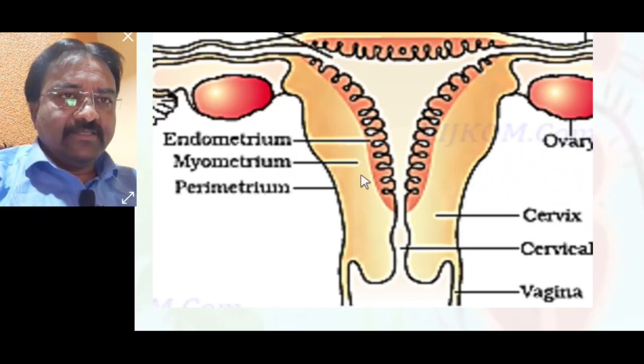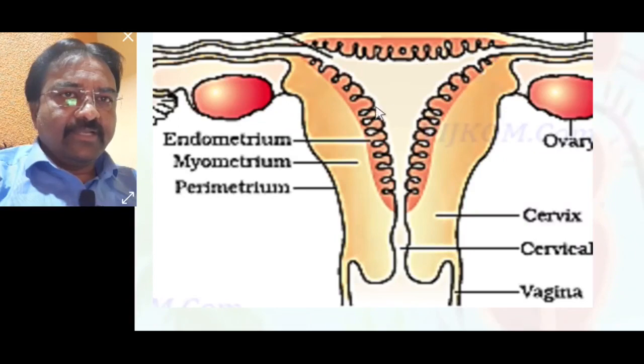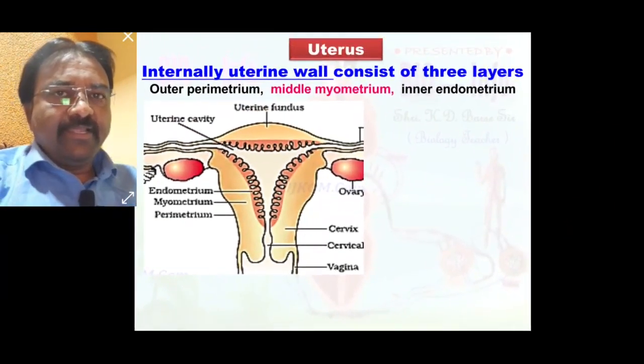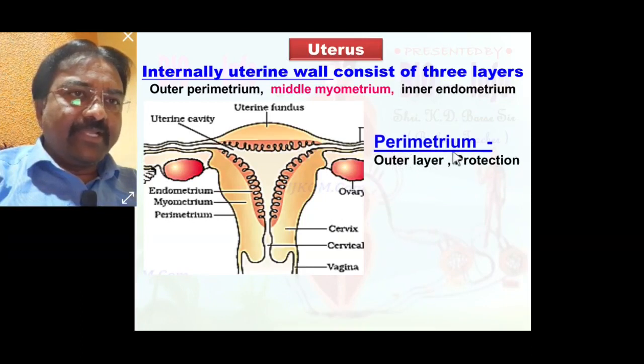And this brownish colored vascular layer seen in the uterus is called the endometrium. So all these three layers perform different functions. We will discuss in detail one by one: perimetrium, myometrium and endometrium. Perimetrium is the outer layer, especially for protection. So the perimetrium performs the function of protection.